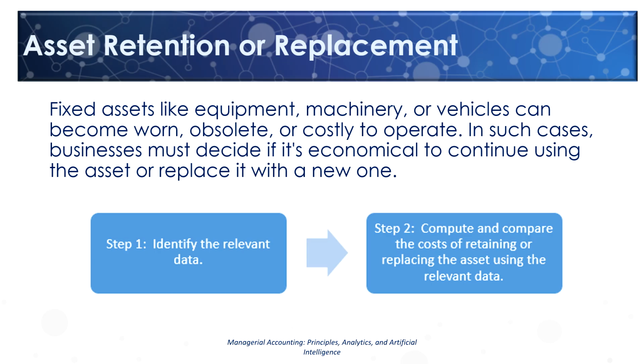one. The key concept here is that the book value of the old asset is a sunk cost. Sunk costs are irrelevant. The relevant factors include the cost of new equipment, proceeds from selling old equipment, changes in annual operating costs, changes in annual revenues, and residual value of the new equipment.